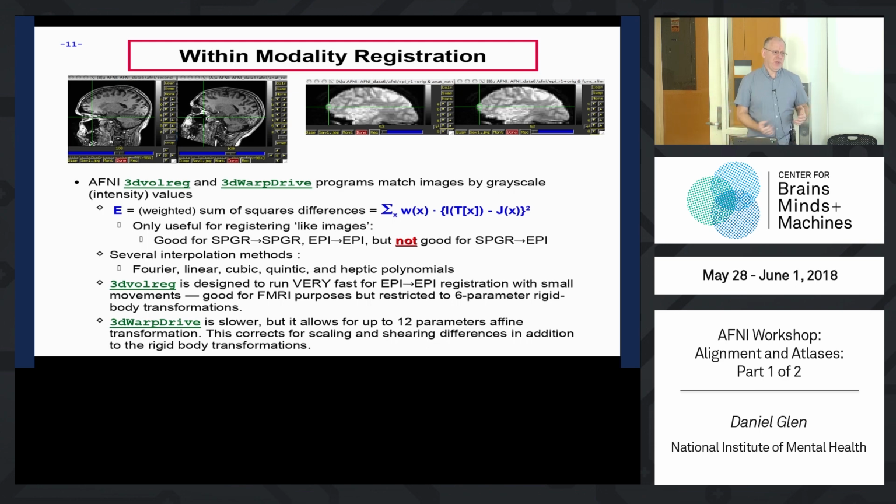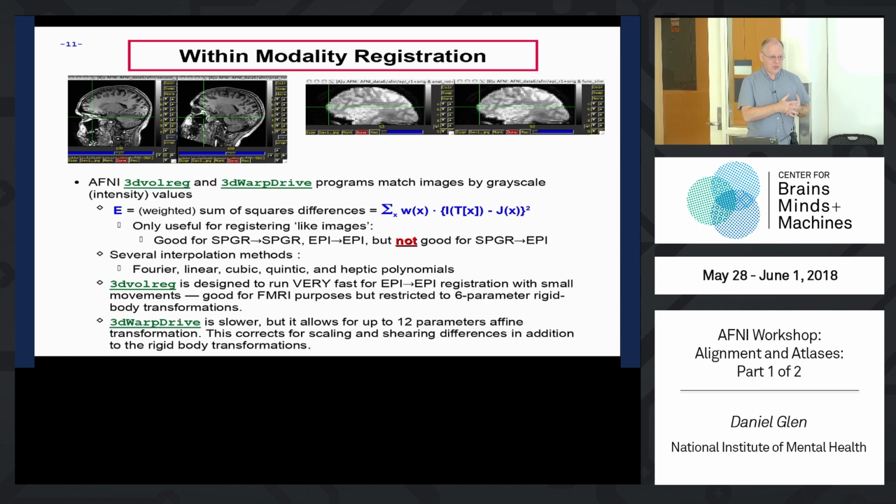And there are lots of different ways to calculate cost functions. This way is good if you have two data sets that are very similar. They have similar intensities. So both of them T1 SPGR or both of them are EPI data sets. But it's not good if we're matching two different kinds of data sets. In that case, that system doesn't work. And we'll talk about alternatives to that.